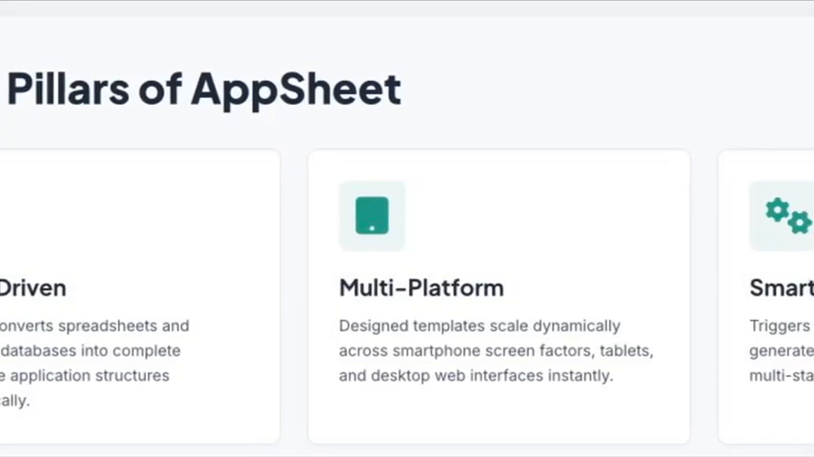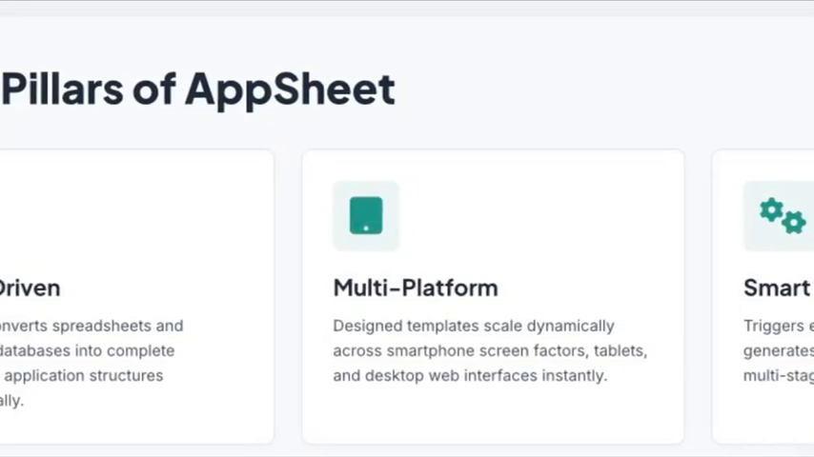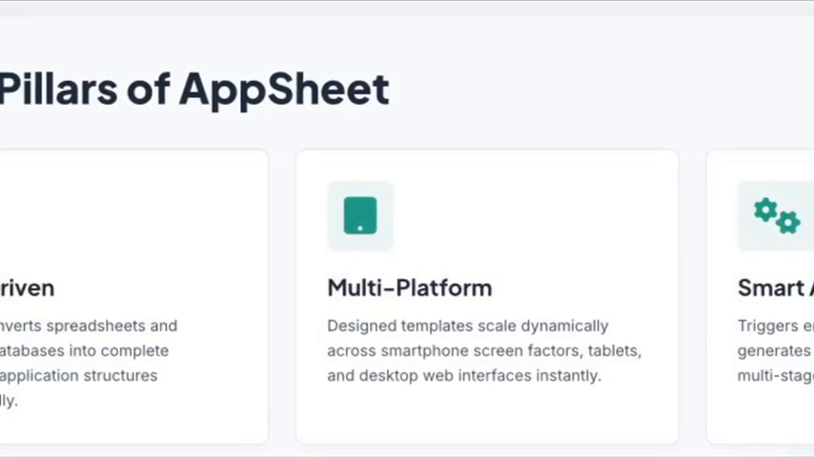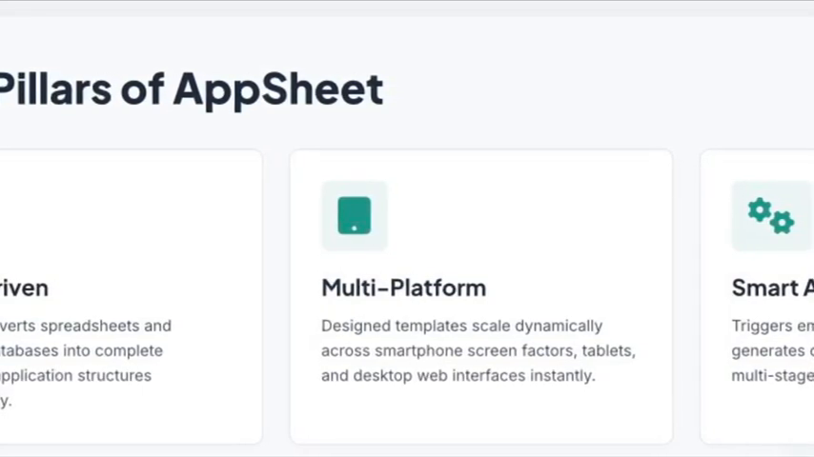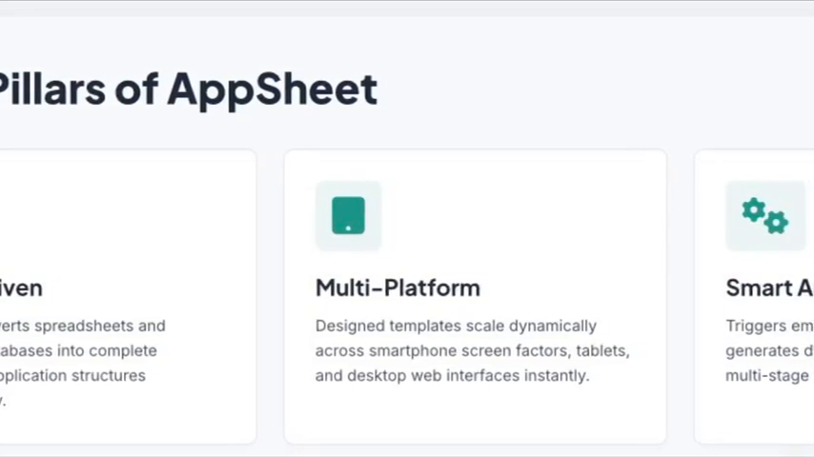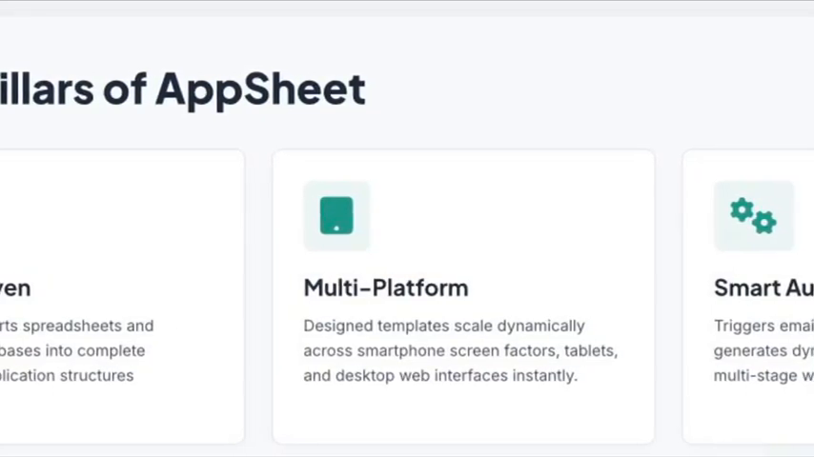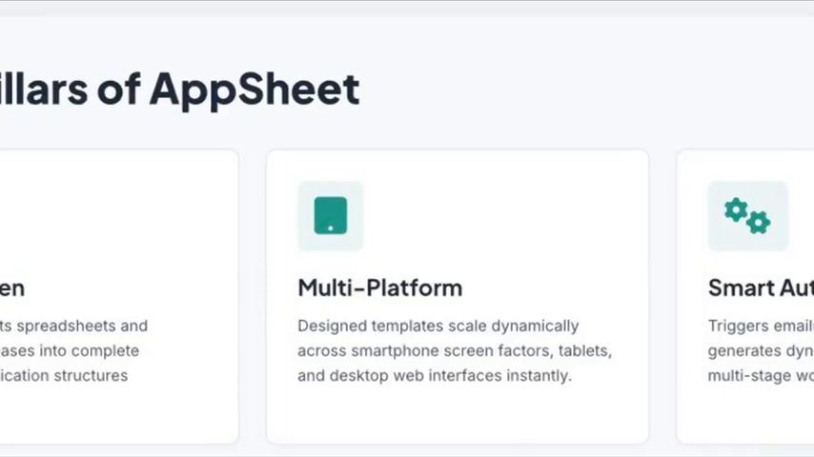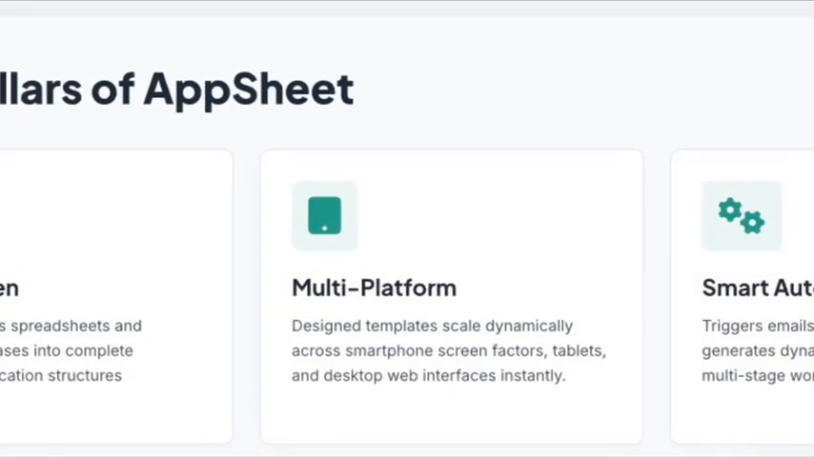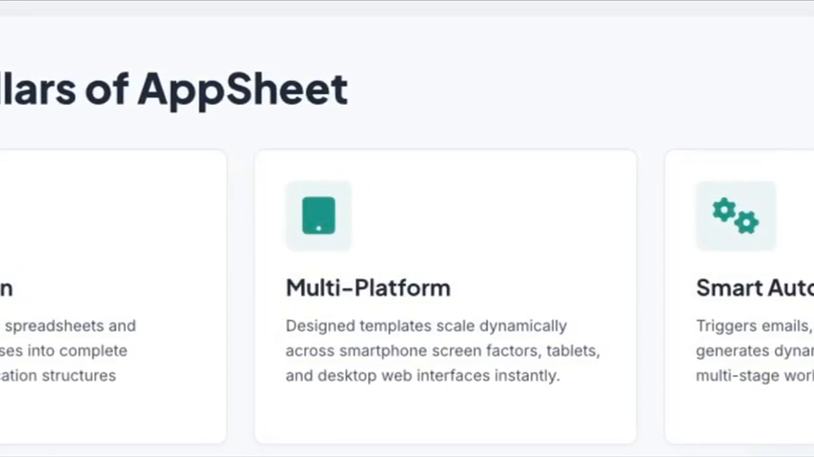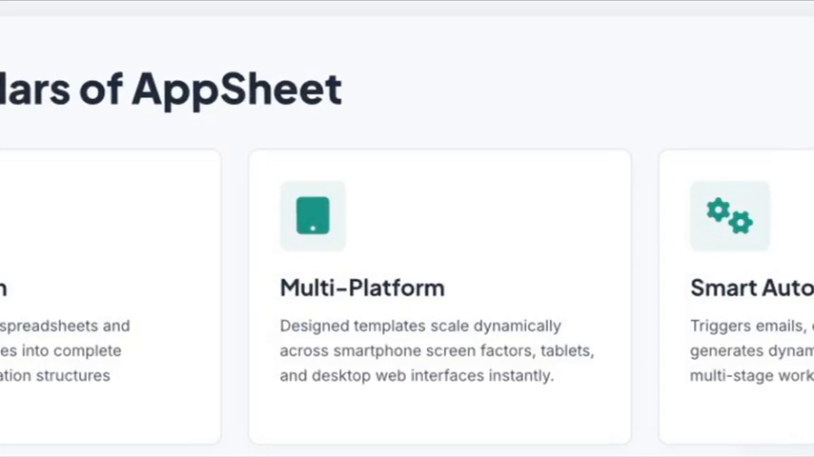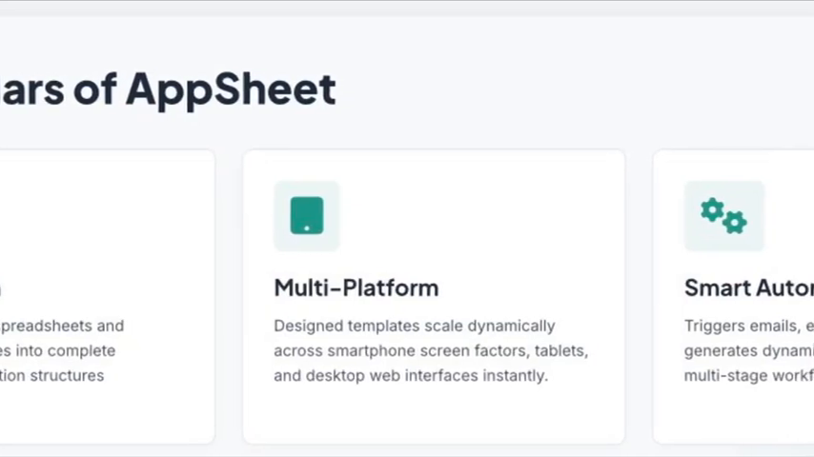And the third one is that it features smart automation. In the sense that it's not just a passive viewer for your data, it's an active assistant. You can easily configure automated workflows like triggering automated emails, generating dynamic PDFs, sending push notifications, or scheduling daily data audits. And these are the three pillars of AppSheet.